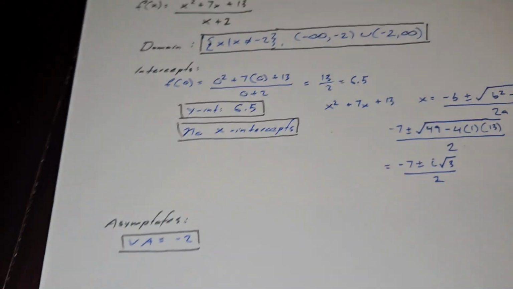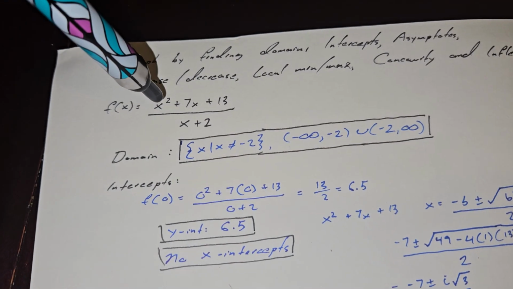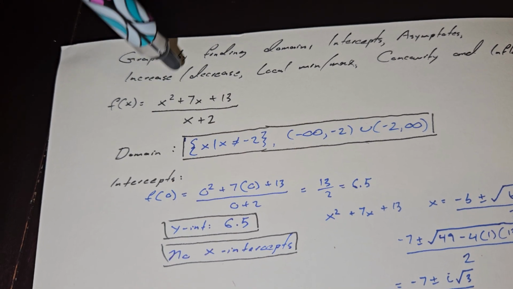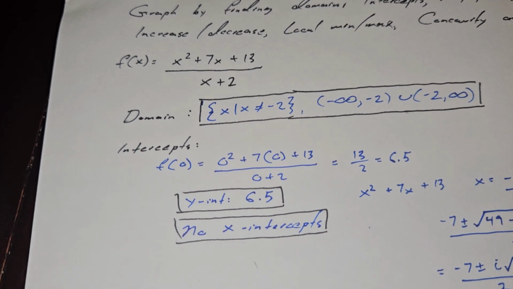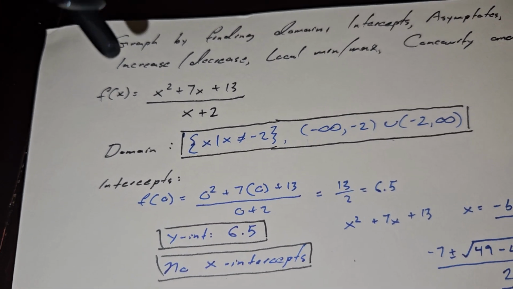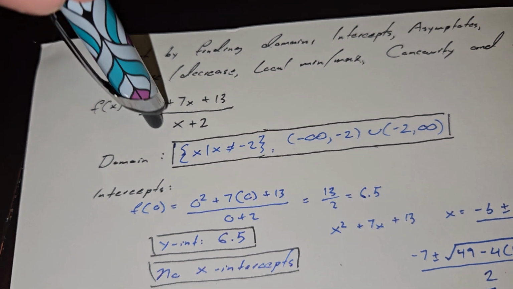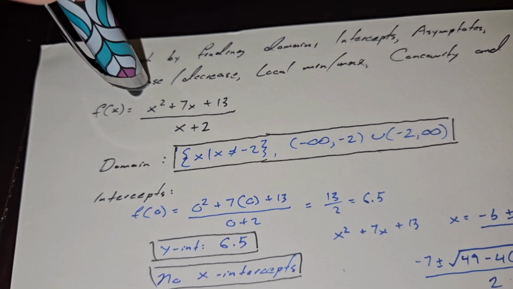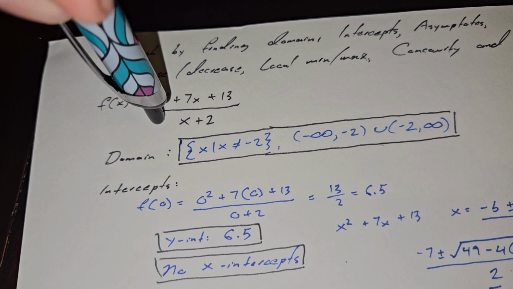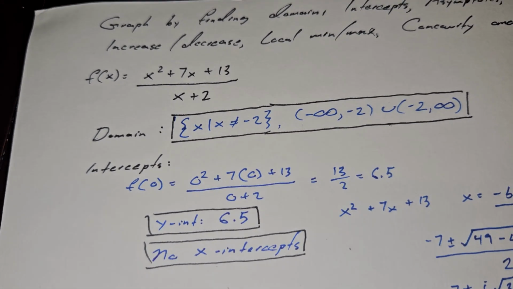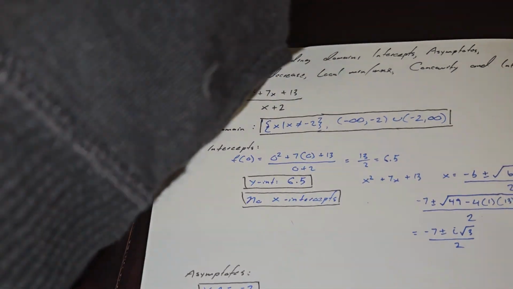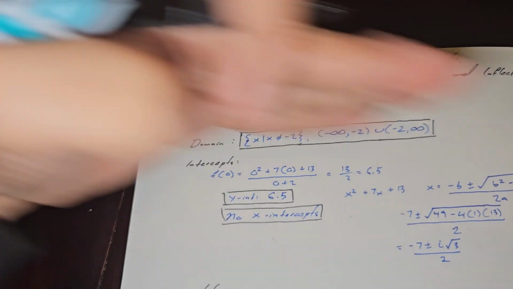Let's go ahead and find the next one. So we see that we have x squared plus 7x plus 13 divided by x plus 2. Let us look at the degrees of the function. The degree of the numerator is greater than the degree of the denominator. That means we are not going to have a horizontal asymptote. We are going to have an oblique one. It's going to go something like that, oblique, not horizontal.